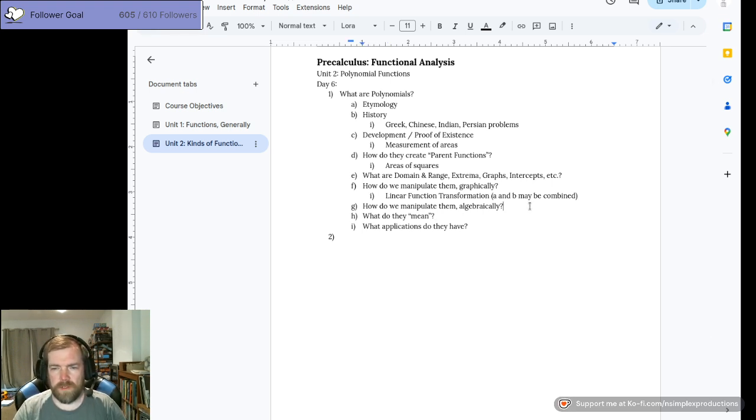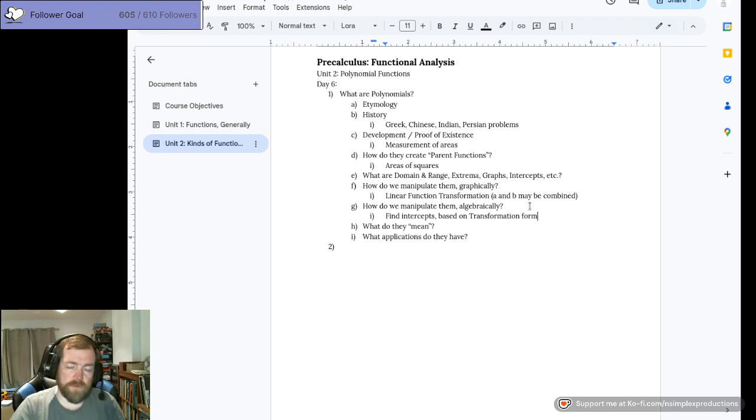How do we manipulate them algebraically? So in this case, we want to find the intercepts. We're going to find the intercepts based on transformation form, which ends up being real easy.